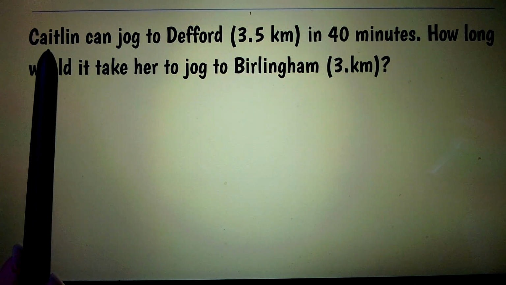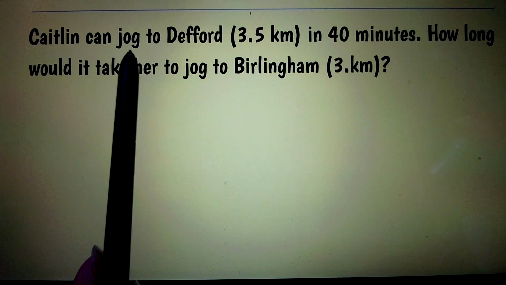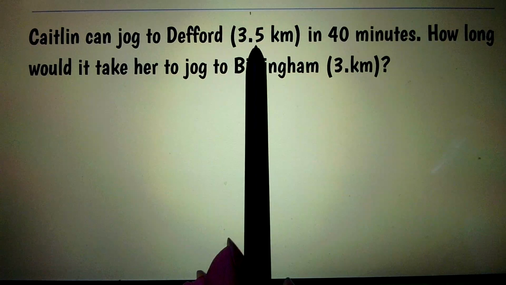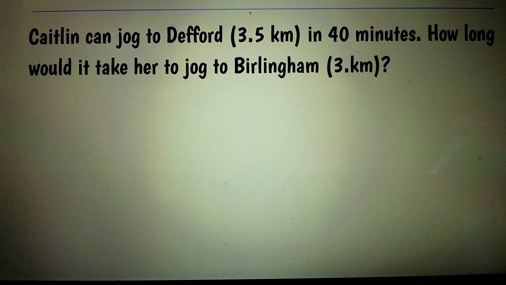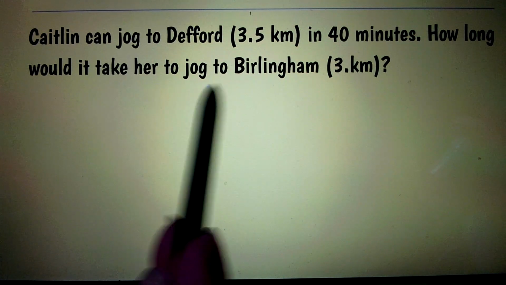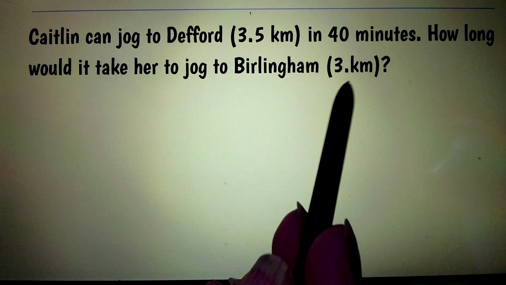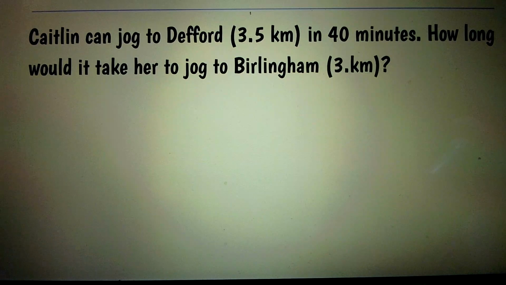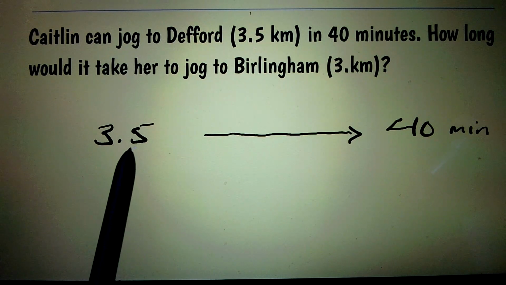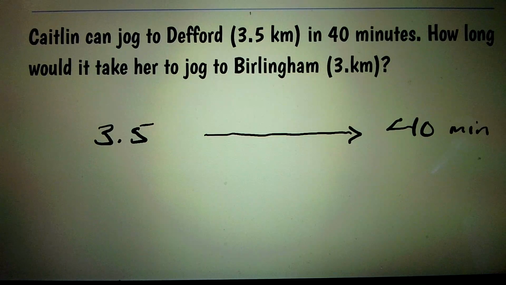Okay, so Caitlin can jog from her home to Deptford, which is about 3.5 kilometres, in about 40 minutes. So the question is, how long will it take her to jog to Birmingham, which is only 3 kilometres away? It should take a little bit less time. Let's work it out. Okay, this is just the information from the question. 3.5 kilometres, 40 minutes. Let's have a look at 1 kilometre now.